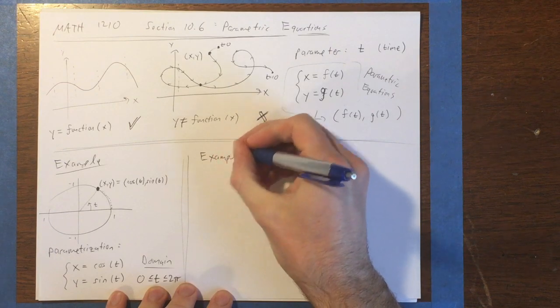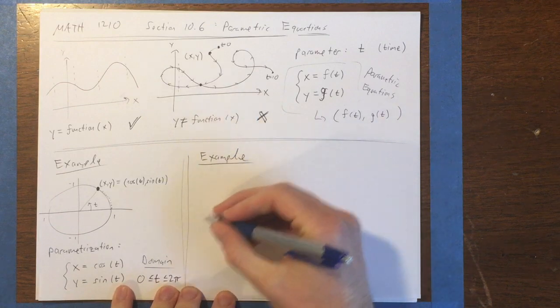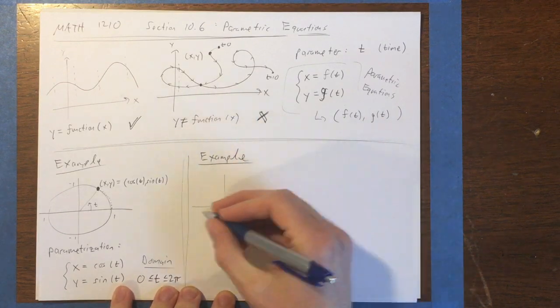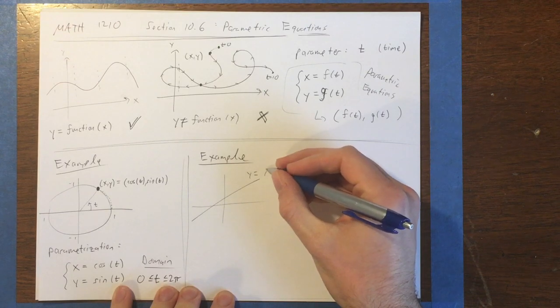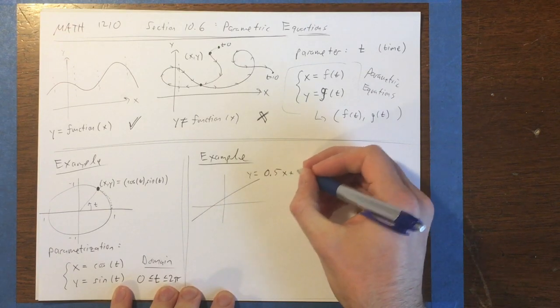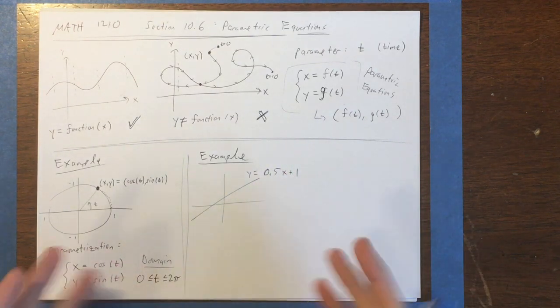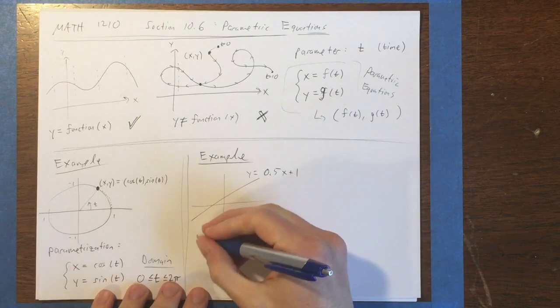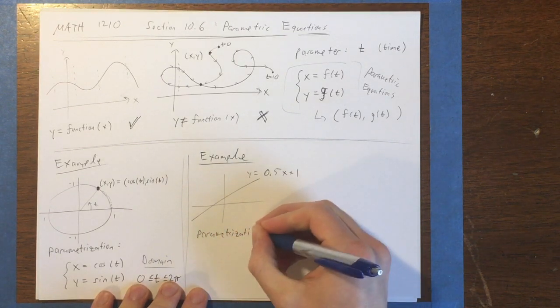Here's another simple example. What if I just want to describe a linear function? Let's say we have y equals 0.5x plus 1. Hey, it's a linear function, it's got a slope, it's got a y-intercept. Let's see if we can describe that with a parameterization.